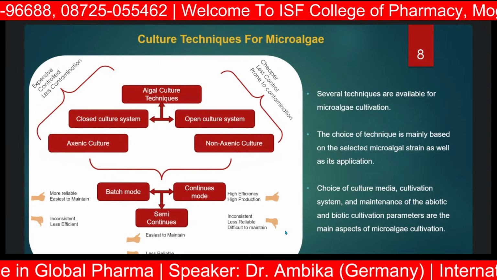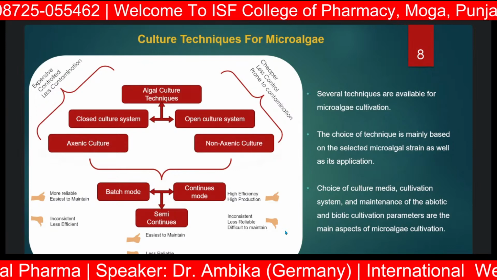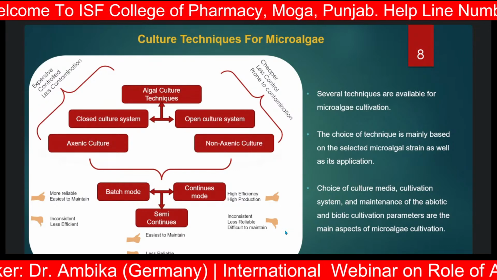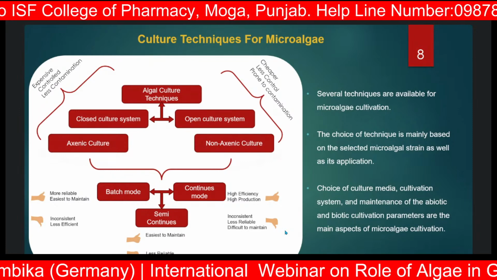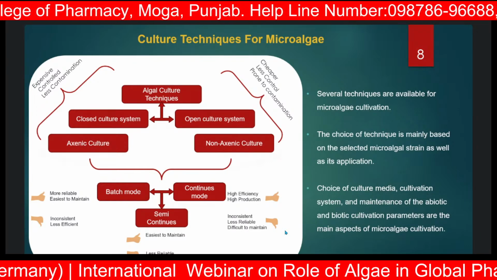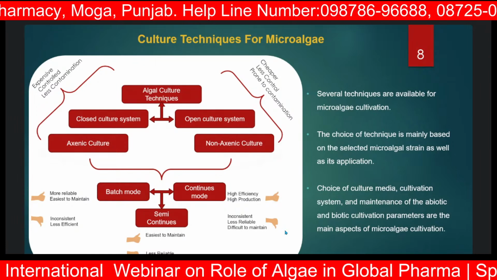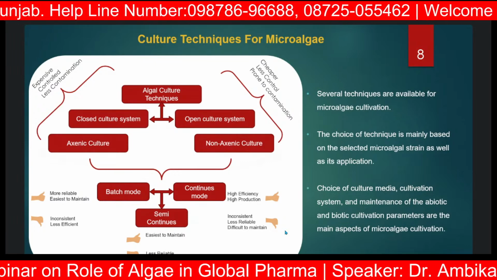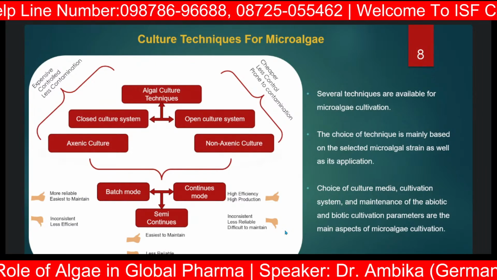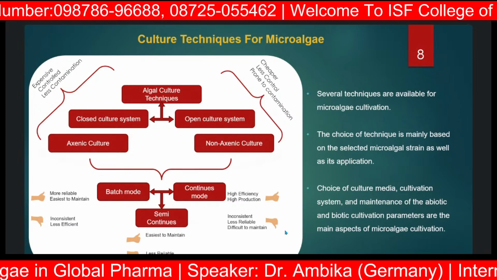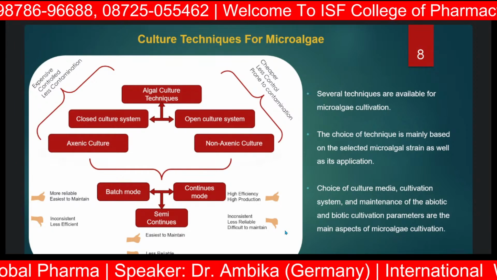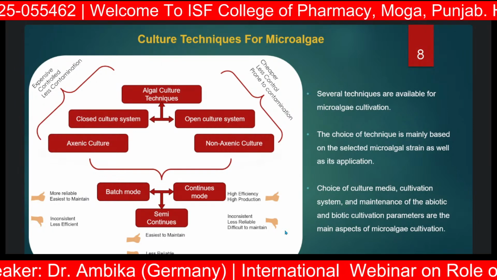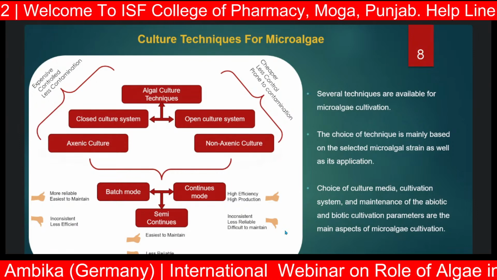We can call it a cheaper investment, but the contamination is very high in this case, the open culture system. As the name shows, we are cultivating them openly, so there is more chance of getting contamination. When you compare to the closed culture system, it is quite expensive, but you can cultivate the culture in a controlled manner, so you could expect less contamination from the closed culture system.